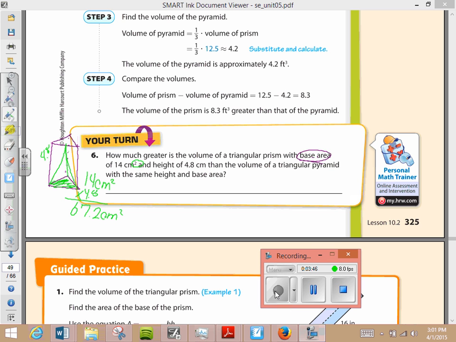Can you do it? For the pyramid, the volume of the pyramid, 22.4 centimeters cubed. Also notice that they didn't ask you for the volume of the pyramid. What did they ask you for? What is the question asking you to do? How much greater is the volume, right? So what do you do? You subtract it.